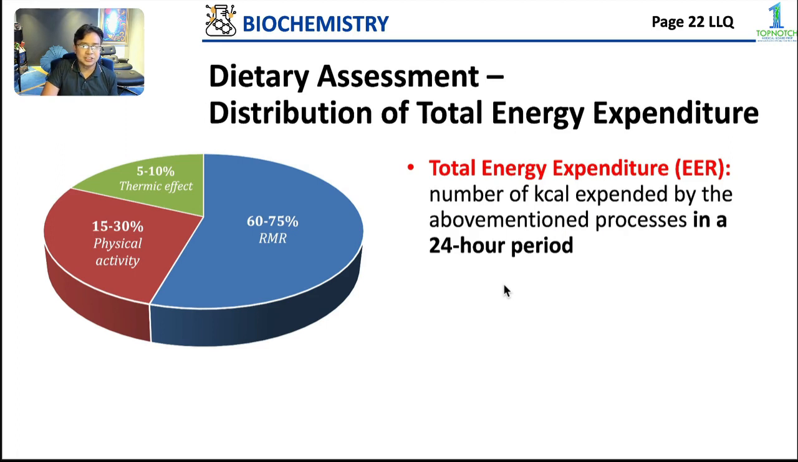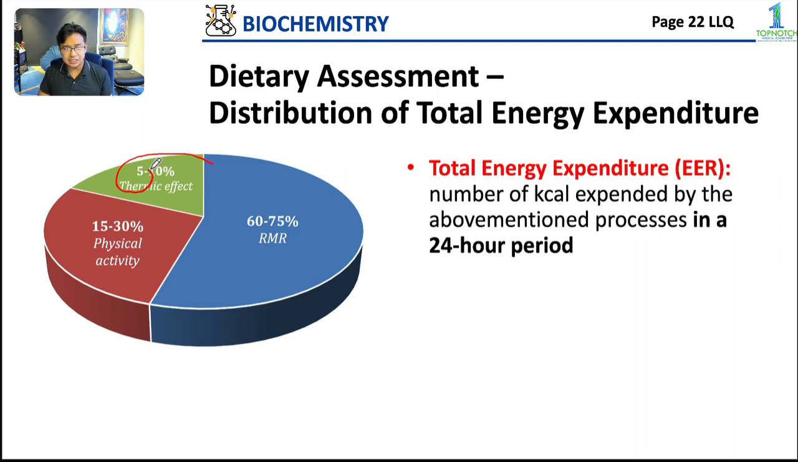Now, your total energy expenditure refers to the number of kilocalories expended by the above-mentioned processes in a 24-hour period. The thermic effect, physical activity, and RMR. Thermic effect refers to the diet-induced thermogenesis, which occurs during digestion and food absorption. So, kahit nag-digest ka, you still need to have energy expended para magawa sila. Check. RMR refers to the energy expended by a person in a resting post-absorptive state.